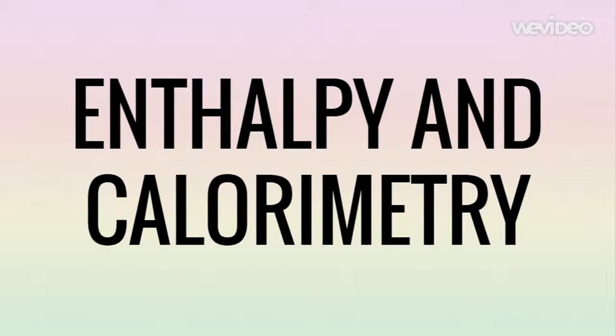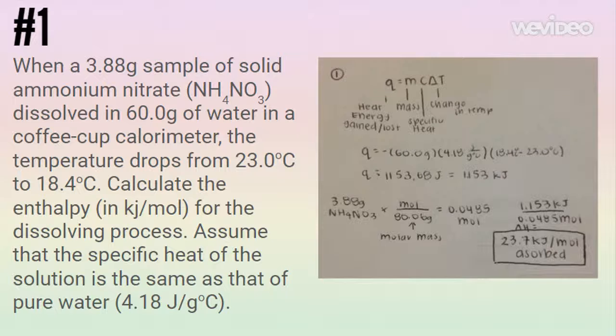These are my enthalpy and calorimetry quiz corrections. To solve for number 1, use the equation Q equals mc delta T, and then you plug in the numbers for the variables given in the problem. So Q equals 60 times 4.18 times 4.6, and you get 1,153 joules or 1.153 kilojoules.